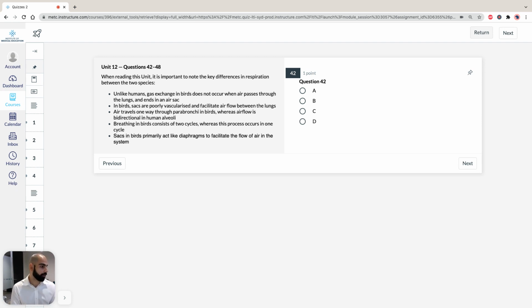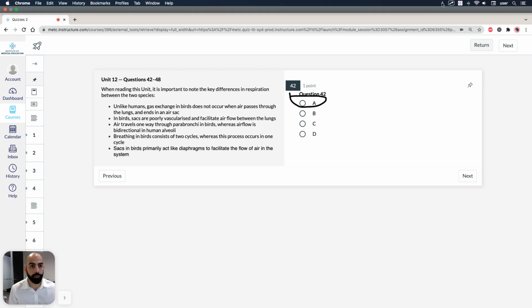And so we're trying to find out where gas exchange mainly occurs. It's obvious that it's going to occur in B. So you can see it's in the lungs. Because remember, the anterior and posterior sacs are not well vascularized. So it has to be in the lungs. So the answer is B.